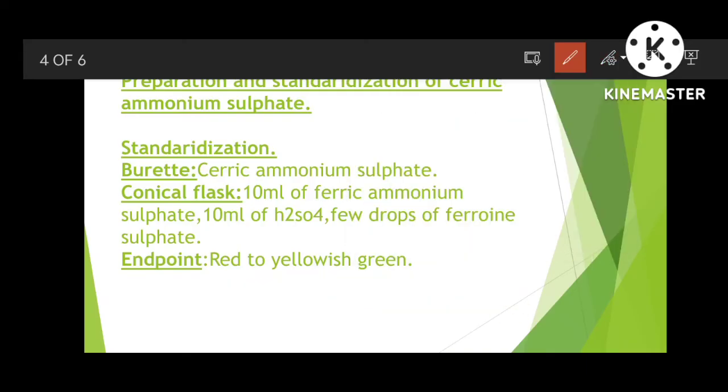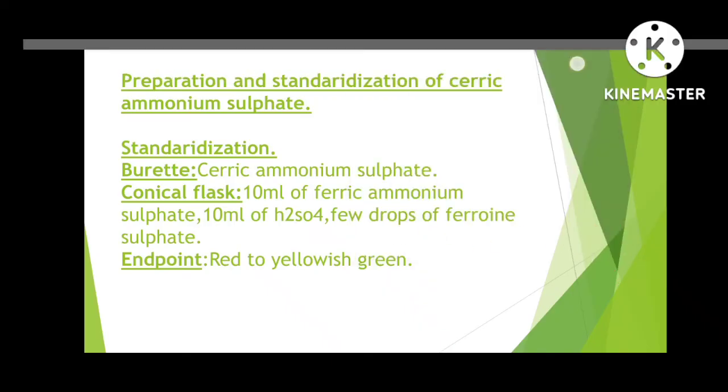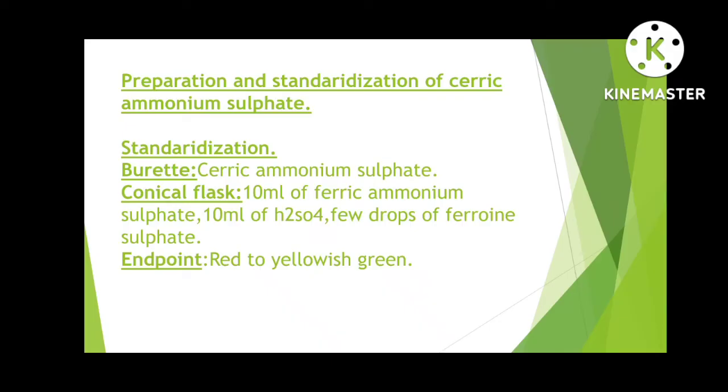Calculations, what calculation? That is only N1V1 equals N2V2: normality and volume of the burette solution, and the volume you take in the conical flask. You have to remember all of this. These are very important. Clear? Endpoint is red to yellowish green.